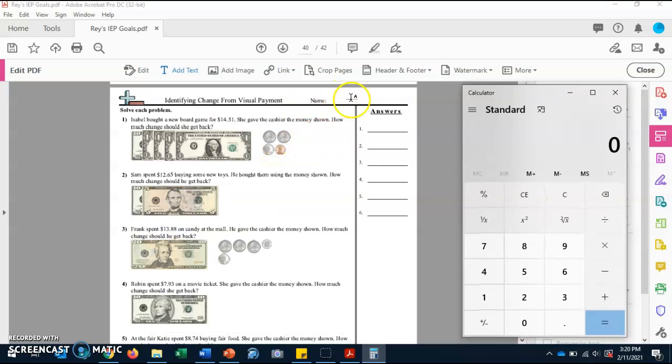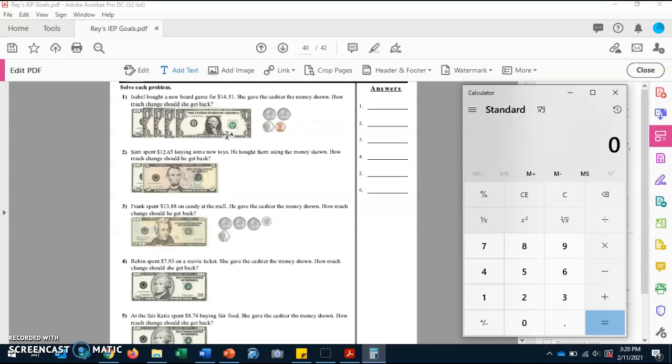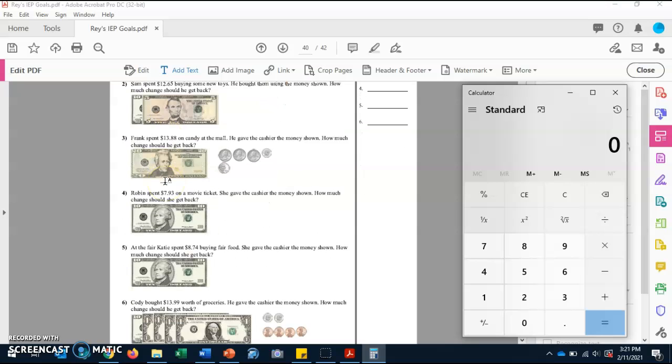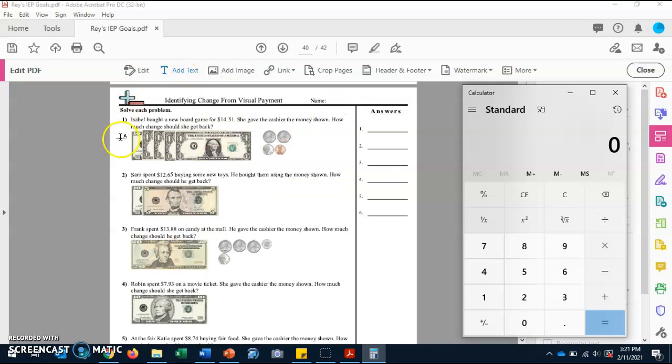Do not forget to write your name on the top. And it says on the top, solve each problem. You have 6 questions. I will be solving number 1 with you, and you will be doing the rest on your own. So follow along in question number 1 as I read. Isabel bought a new board game for $14.51. She gave the cashier the amount shown. How much change should she get back?